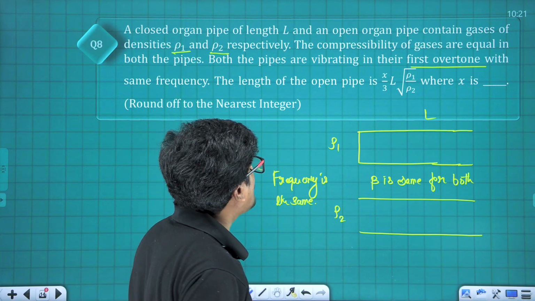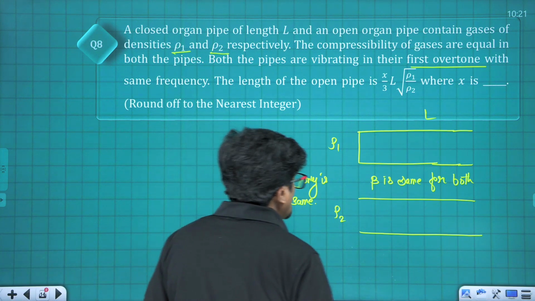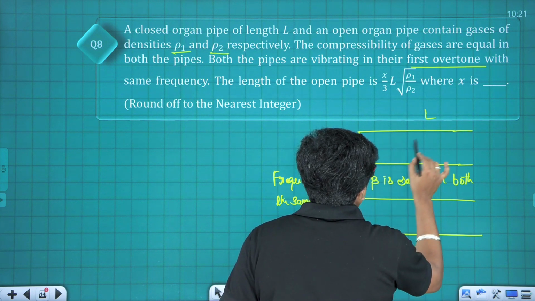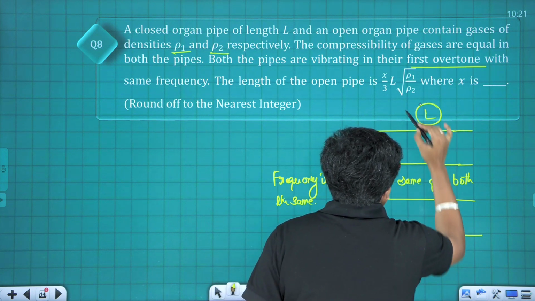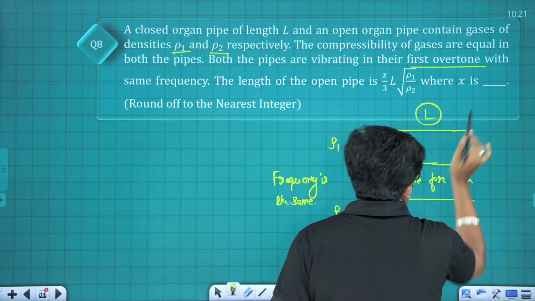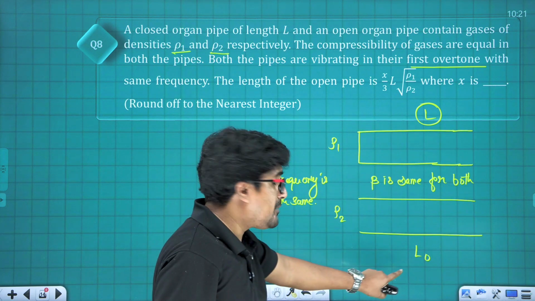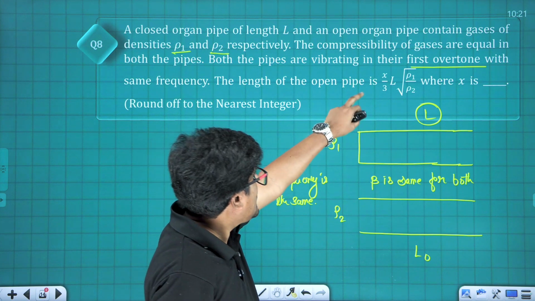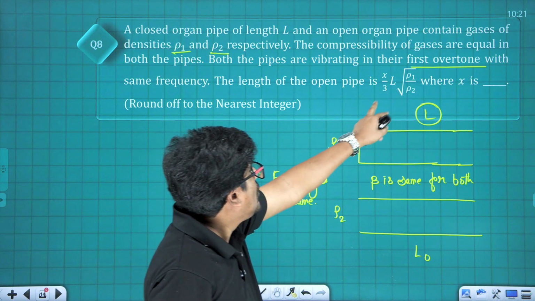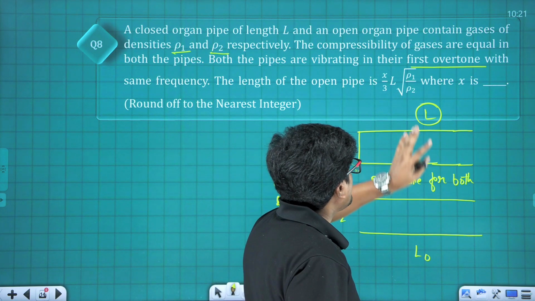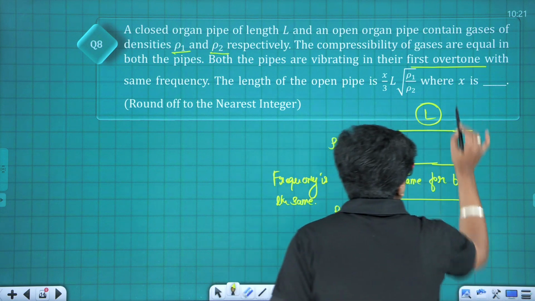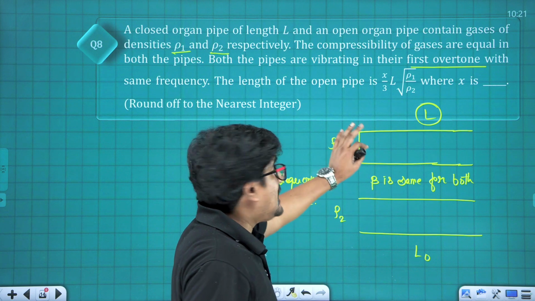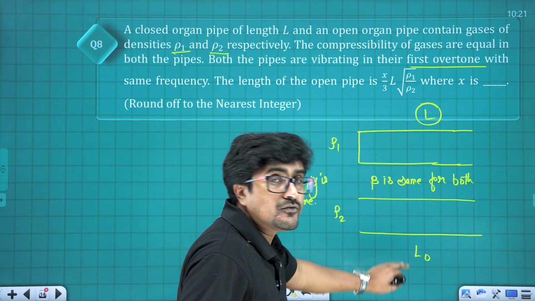Alright, now the length of the open pipe is LO, and for the closed pipe it is L. So we need to find out LO, and it is given as X by 3 times L into root of rho 1 by rho 2, where X is, yes. In the beginning I said the length is same. No, I'm sorry for that. We need to find out the length of the open pipe.